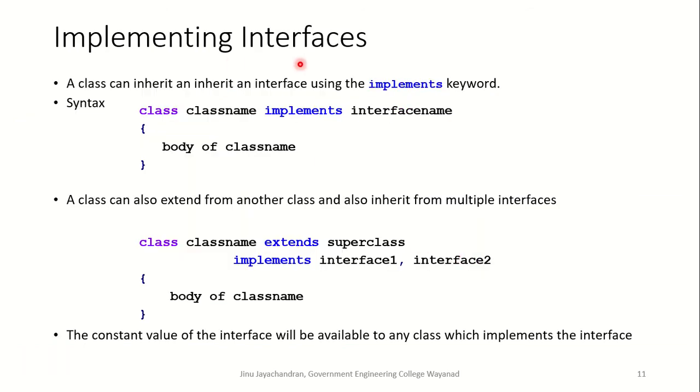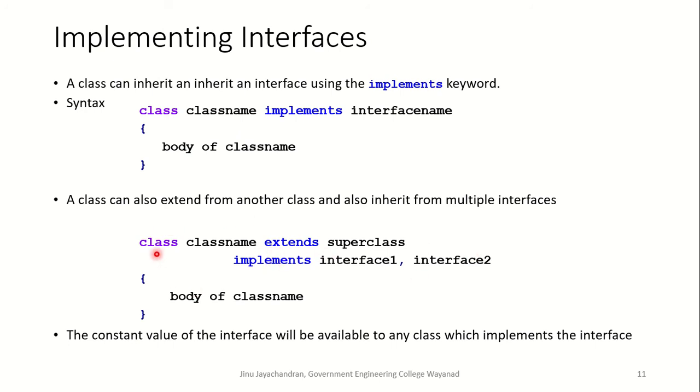So let's look at implementing interface. How can we relate a class to an interface? The answer is using the implements keyword. So a class can inherit an interface using the implements keyword. You say class name, and you say implements the interface name, and you have the normal body of the class. A class can also extend from another class and implement multiple interfaces.